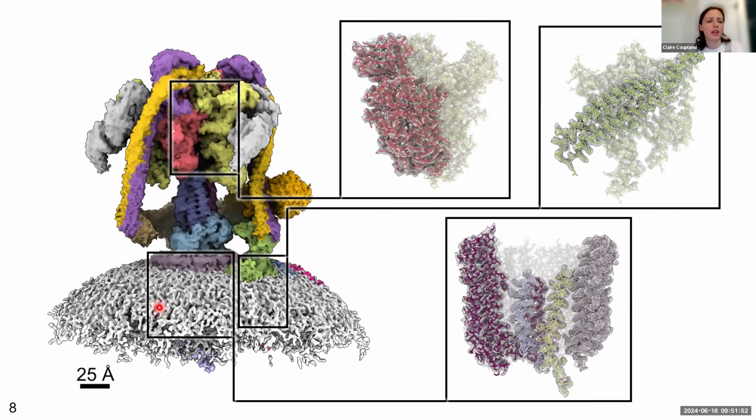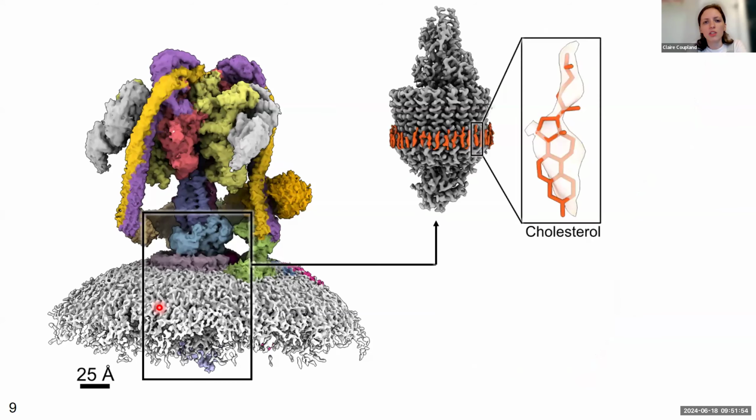Really nice in there. One of the interesting things we saw in this structure was a series of densities around the ring of the VO region, this rotor region, that looked more or less the shape and size of cholesterol modifications. And this is really cool because this is one of the first times that cholesterol modification has been seen from a native source. So it's been previously observed, but it's really nice to see it here because it confirms that this is a true density and not a contamination from a sterol-like detergent.